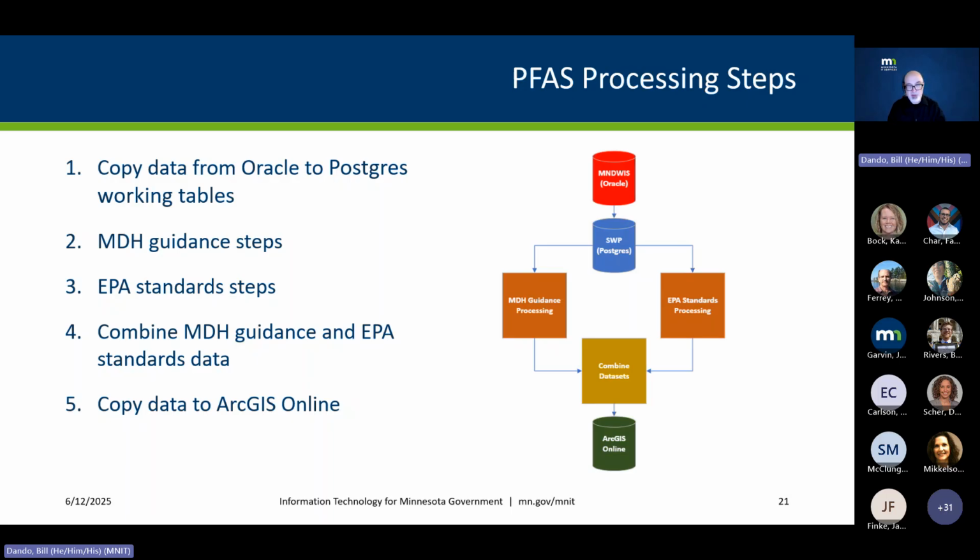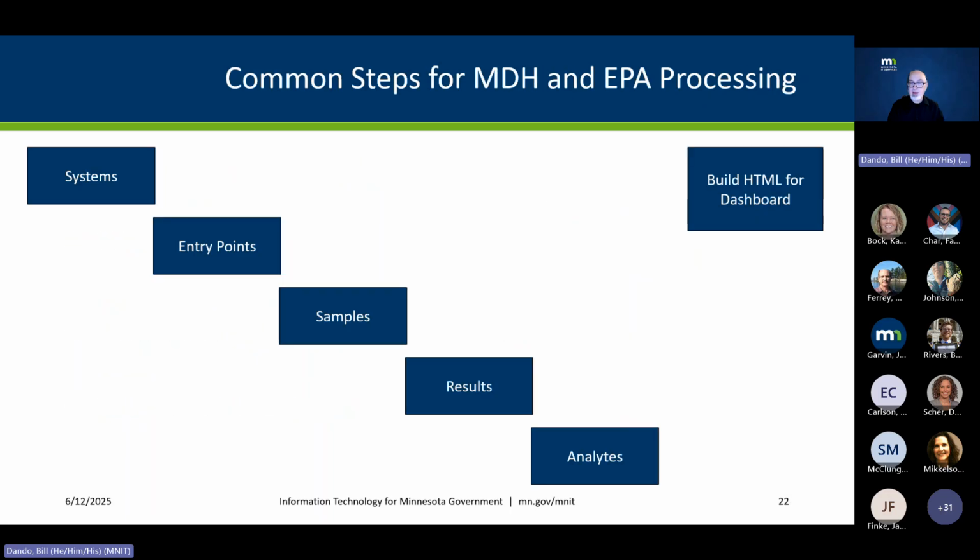But pretty much step one is just getting the data out of where it normally lives and moving it into Postgres working tables. And second, then we loop through steps for the MDH guidance, loop through steps for the EPA processing. We combine everything, they combine like Voltron, and then we copy the data out to our cloud platform, which is ArcGIS Online, where the dashboard is hosted.